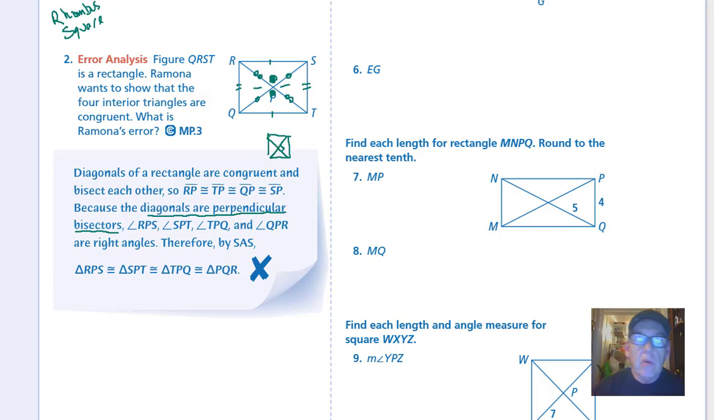But in a rectangle, the properties of the parallelogram just come in. In a rectangle, the diagonals are going to be congruent to each other, and they're going to bisect each other. But they're not going to cross at a right angle, because that only happens in a rhombus. So that was her mistake.